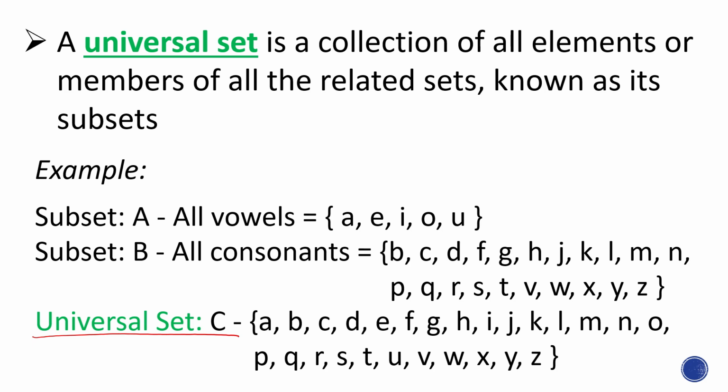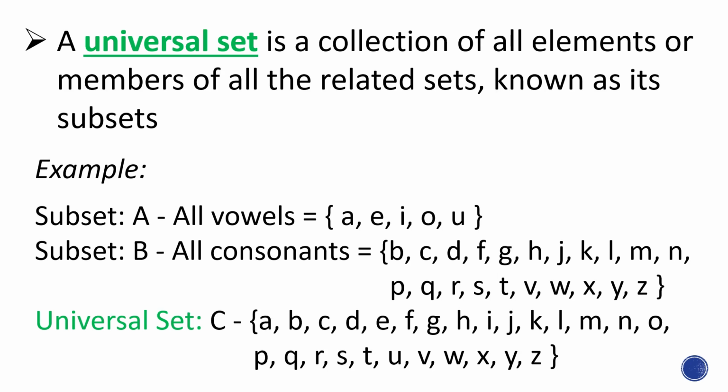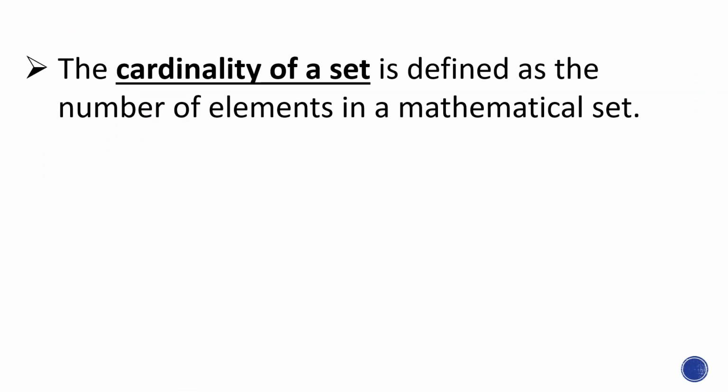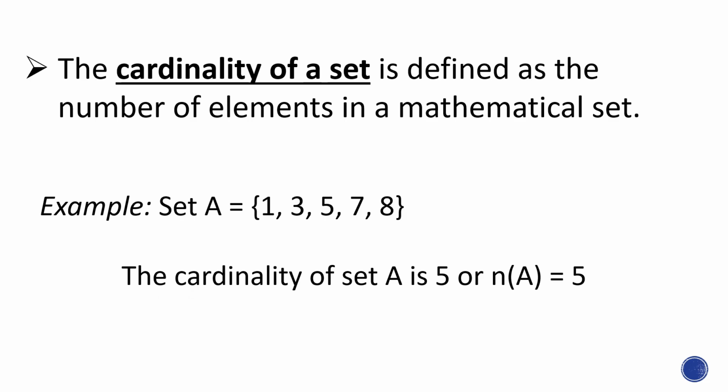All right? And of course, the last term that I am going to discuss here is the cardinality of a set, and it is defined as the number of elements in a mathematical set. For example, set A, we have 1, 3, 5, 7, and 8. And how many elements do we have? 5. So the cardinality of set A is 5, or we can put a notation like this, and the answer is 5. So there you go. These are the important terms that we need to understand as we move forward to our lesson about sets.